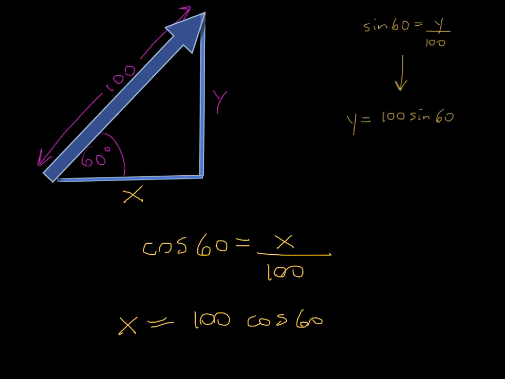We can calculate the horizontal component of the vector in a similar way, recalling that the cosine is defined as the adjacent divided by the hypotenuse, or in this case, the horizontal component over the magnitude of the vector. Rearranging the equation, we get x, the horizontal component of the vector, is equal to 100, the magnitude of the vector, times the cosine of 60, the vector's direction.